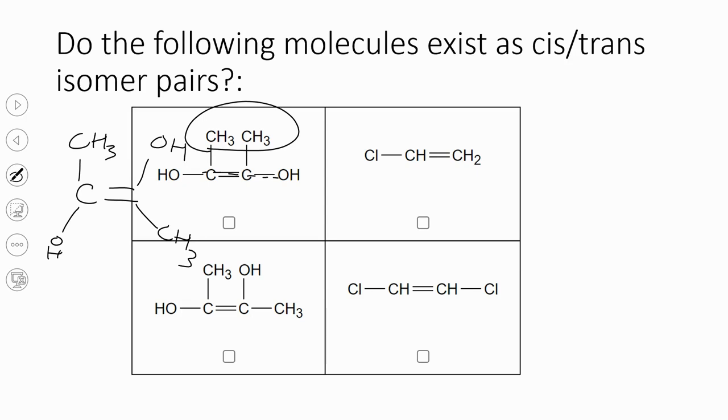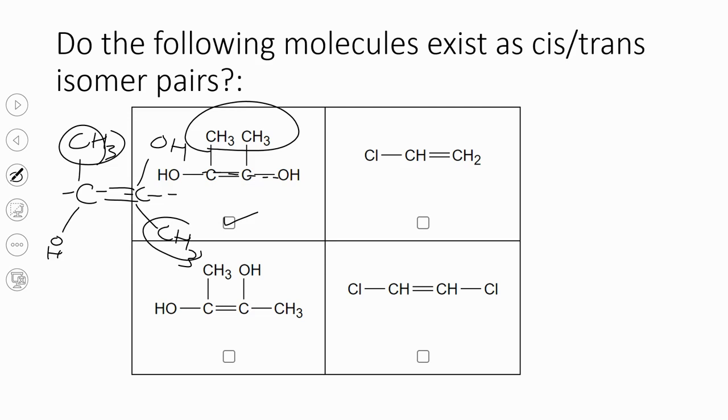So if I draw this, can you see that this one is the trans isomer? These are across from each other. And these are on the same side. This is the cis isomer. So this can exist as a cis-trans isomer. Do you see that? Okay.